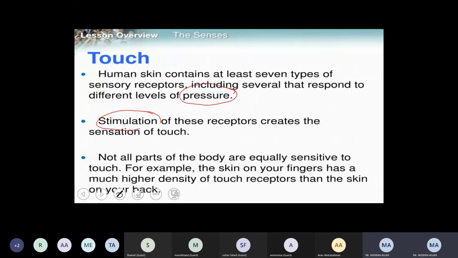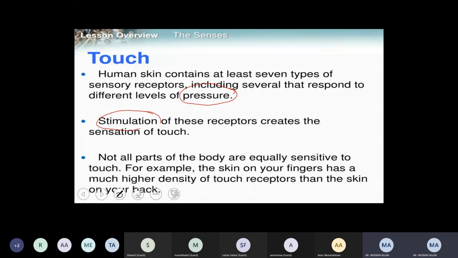For example, you touch a hot surface, a cool surface, or a spiny surface. The receptors present in your body will receive the stimulation, or you can say sensation. Not all parts of the body are equally sensitive to touch. For example, the skin on your finger has a much higher density of touch receptors than the skin on your back.